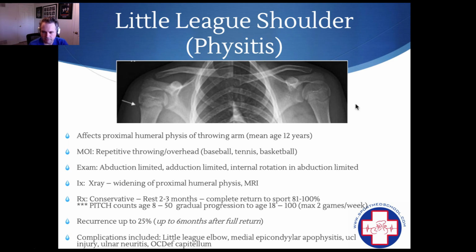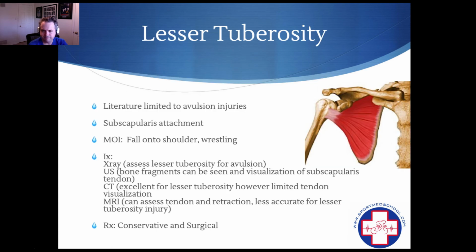We'll talk a little bit more once we get to the medial epicondyle apophysitis around the issues with consulting patients and parents with this. The other complications here are once they start getting the pain in the shoulder, the biomechanical changes start affecting the elbow, and so they can actually get subsequent medial epicondyle apophysitis as well as UCL injuries. Their ulnar nerve can flare up, and they can get osteochondral defects of the capitellum.